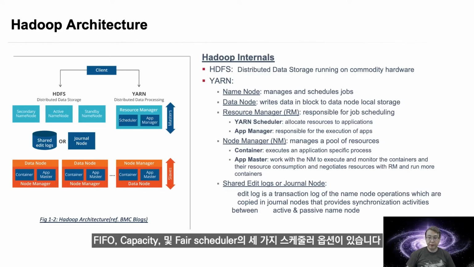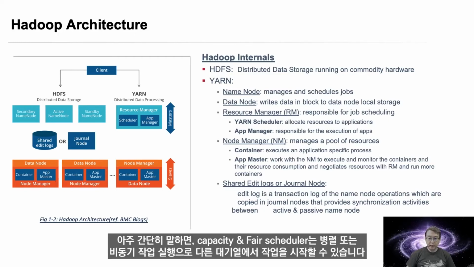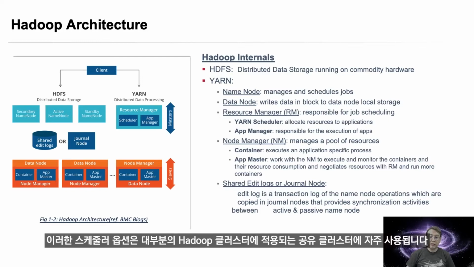There are three scheduler options: FIFO, capacity, and fair schedulers. Very briefly, the capacity and fair schedulers can start jobs in different queues in parallel or asynchronous job execution. These schedulers options are often used for shared clusters, which applies to most of the clusters.